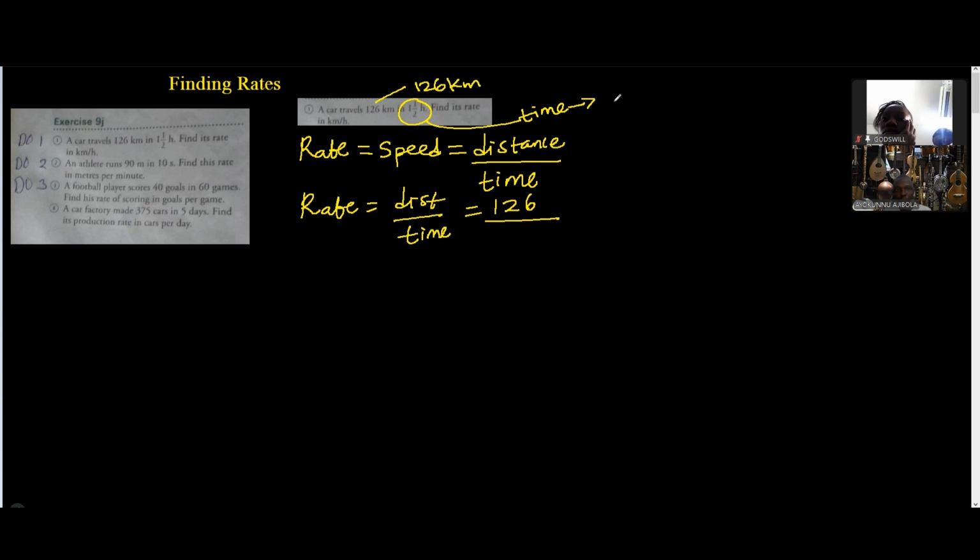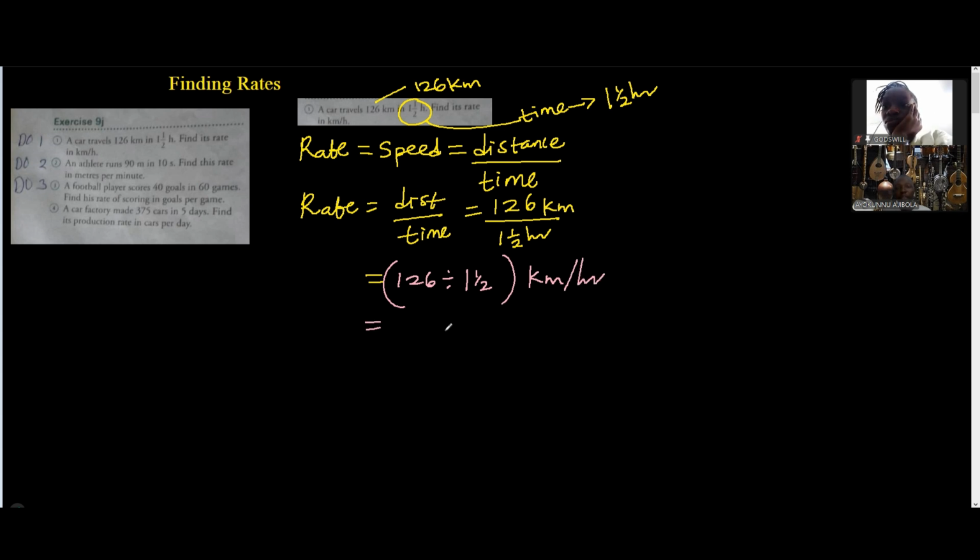Time is 1.5 hour, or let me just say 1.5. So this is hour, this is kilometer. So our unit is going to be kilometer per hour. Okay, how do we do this even without a calculator? Let me just show you what you're supposed to do. We're going to have 126 divided by 1.5, and the unit is kilometer per hour.